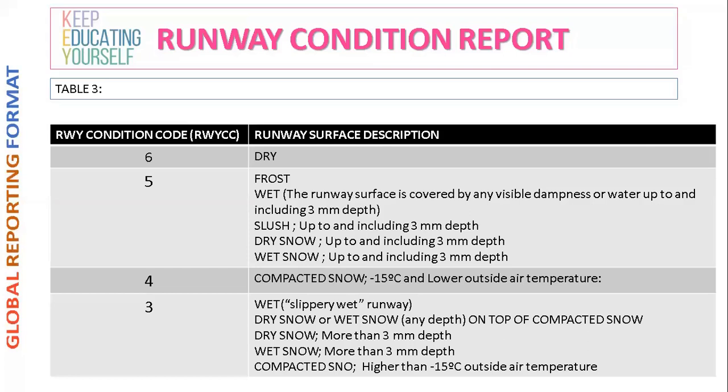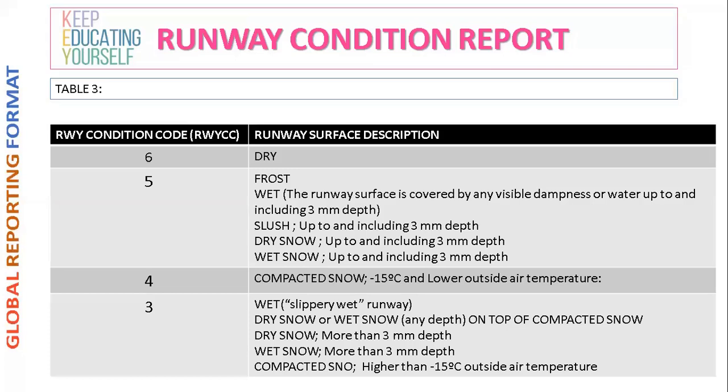Now, if your runway surface description is wet, wet means slippery wet. So it means that minimum friction level values have been reached. So the runway has become slippery wet. First, wet is wet in runway condition code 5. Here it is slippery wet. So if we find that the runway became slippery wet, then we will give runway condition code 3 only now. So from 5, it has come down to 3. So it is more dangerous to the aircraft operation now.